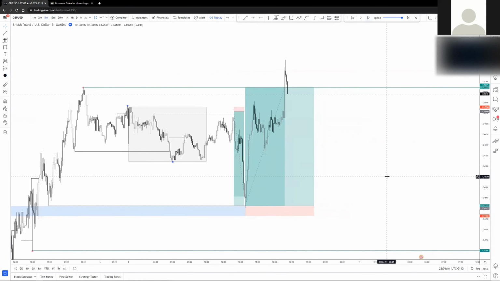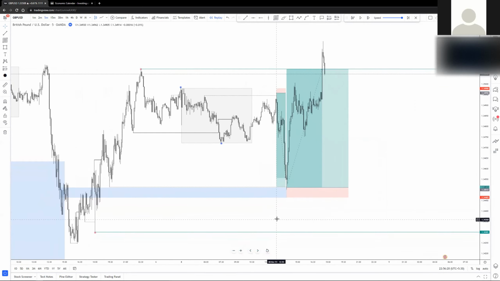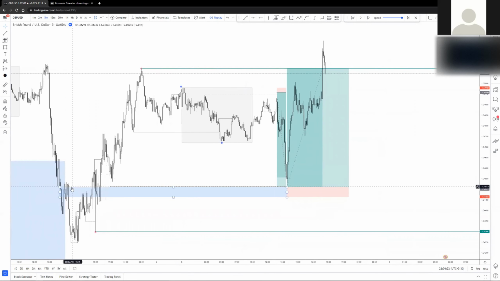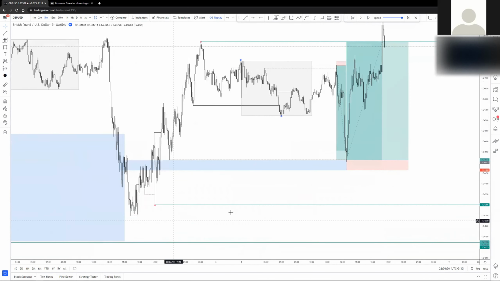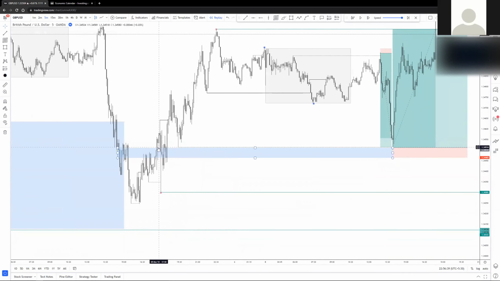Quick question, on that area that we were buying, where we had the M15 breaker, the M5 order block, and the H4 order block, would you have maybe chosen a lower area instead of that one? Because the NFP wick is very big, right? The reason why I would look at this is because now it's a 4-hour point of interest.